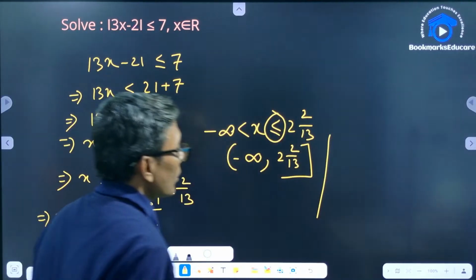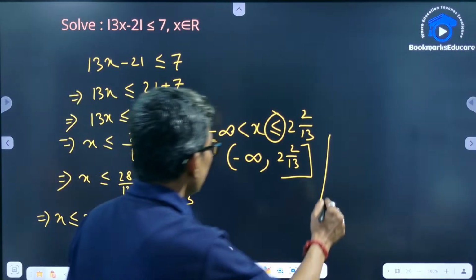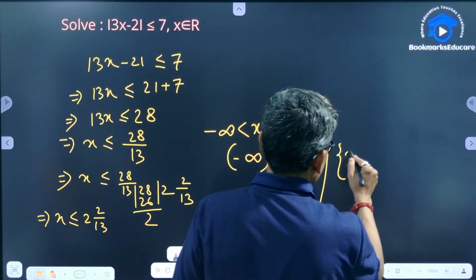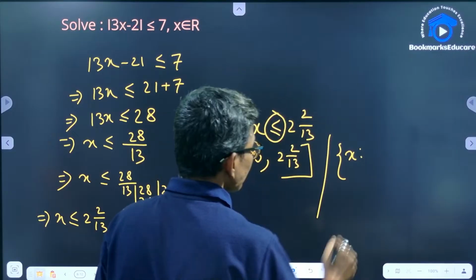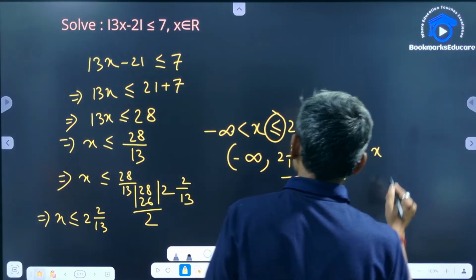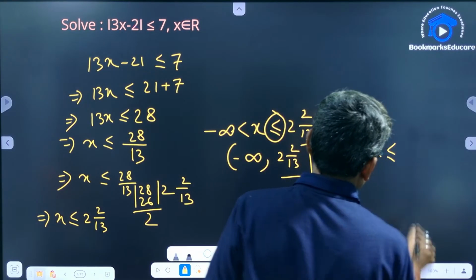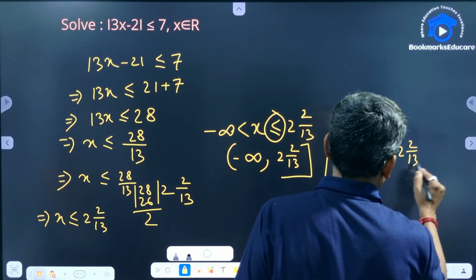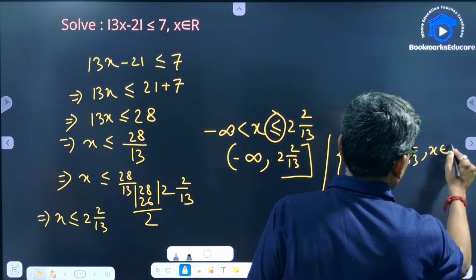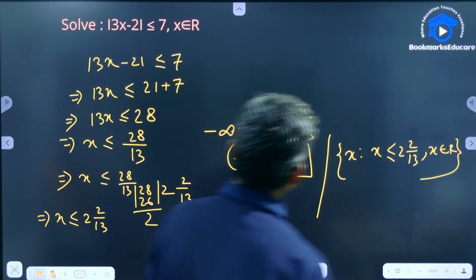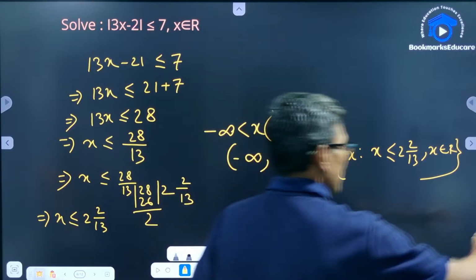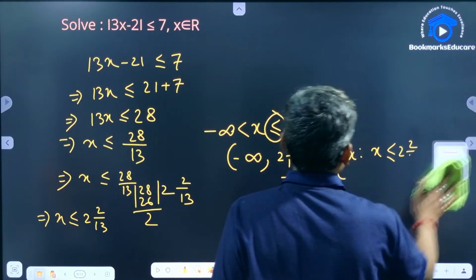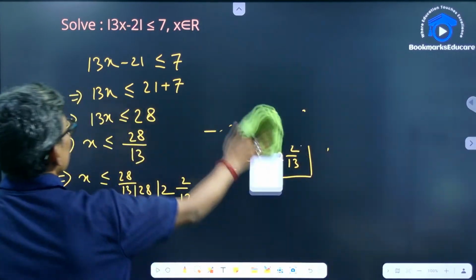And with the help of set-builder method, x such that x less than 2 and 2/3, where x belongs to R. Clear? So we are going to the next sum.